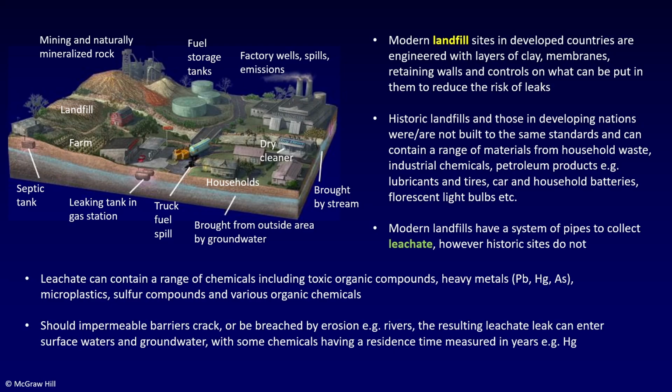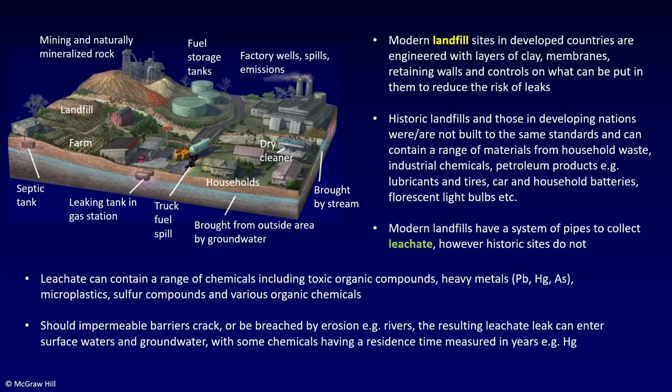So, in terms of leachate itself, it can contain a range of chemicals. So, you can have toxic organic compounds, you can have heavy metals like lead, mercury, and arsenic. You can have microplastics, sulfur compounds, and various other organic chemicals. And so, there is a lot of bad stuff in this leachate. And some of the elements, like mercury, for instance, have residence times which go on in years. So, if they contaminate your local water supply, that contamination is not going to disappear quickly. It's going to be around for a very long time.